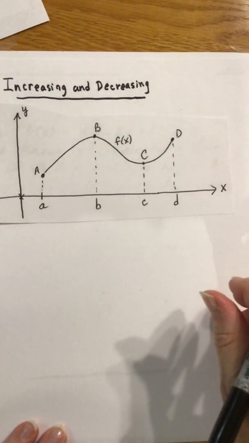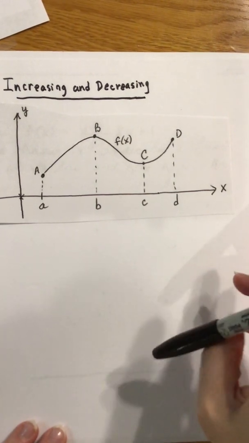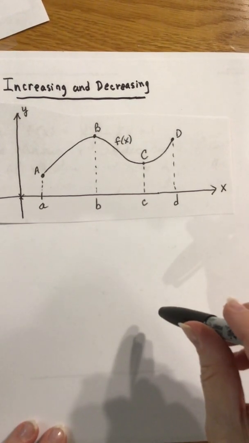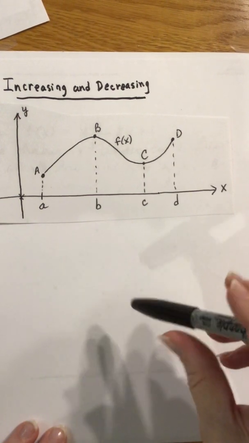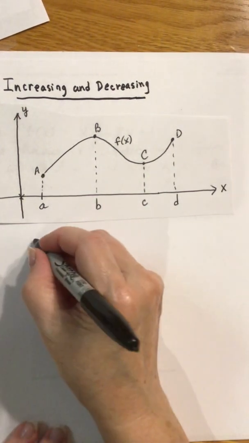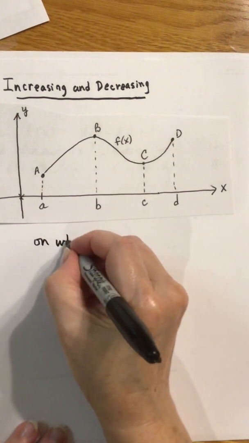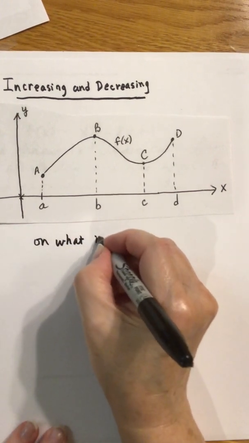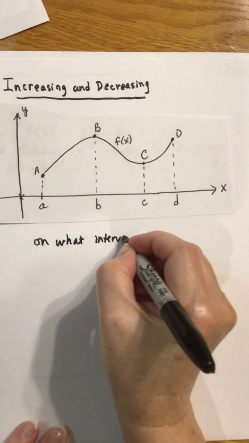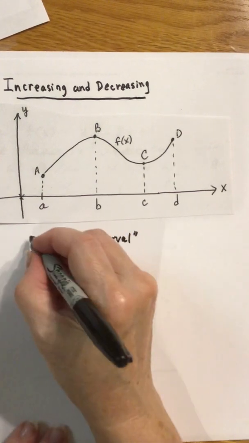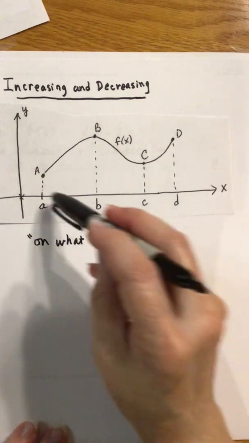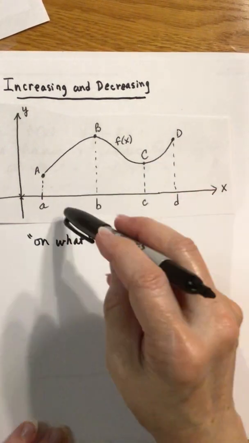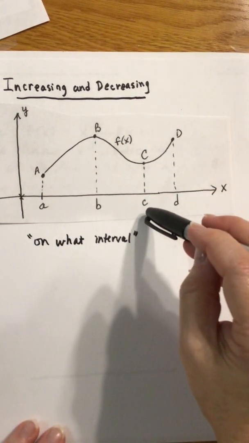When we look at this graph, we're looking at where it's increasing and decreasing on what interval. Now the on what interval is very important. On what interval. So we're picking off the interval on the x-axis that it goes up and down over this interval, okay?